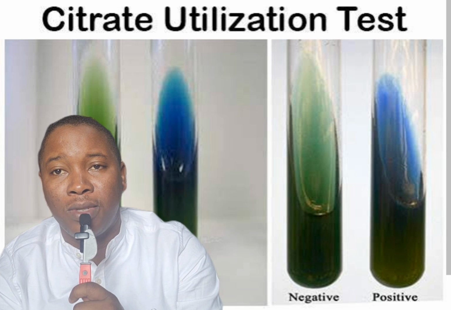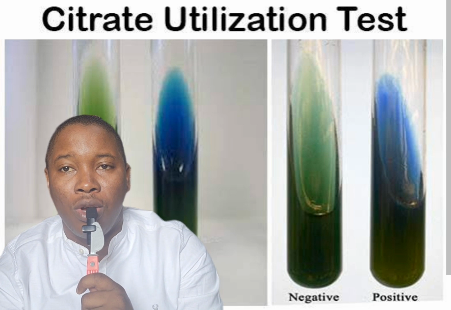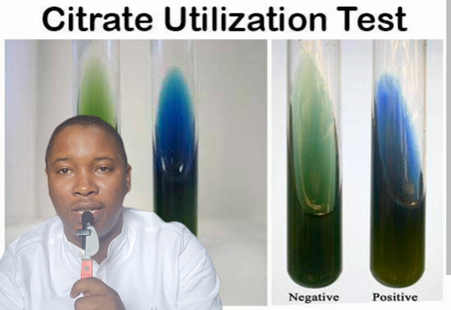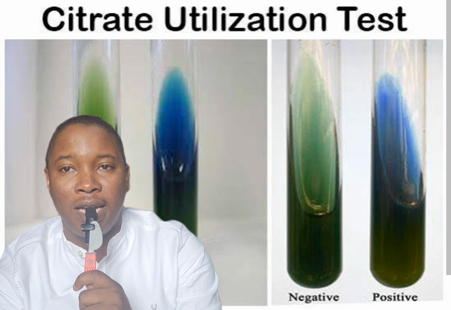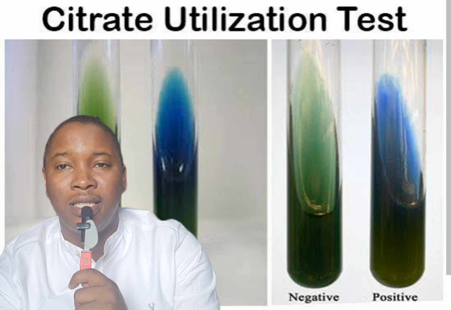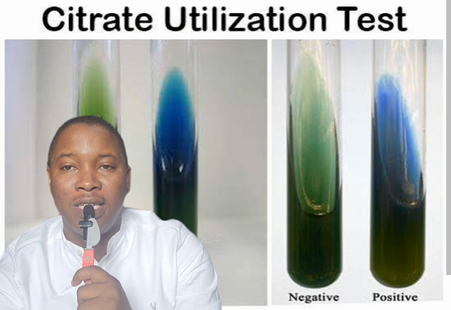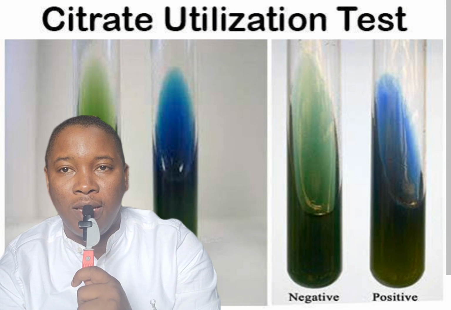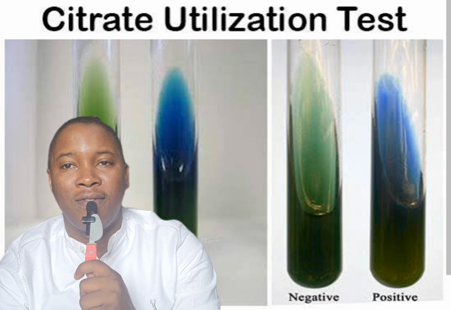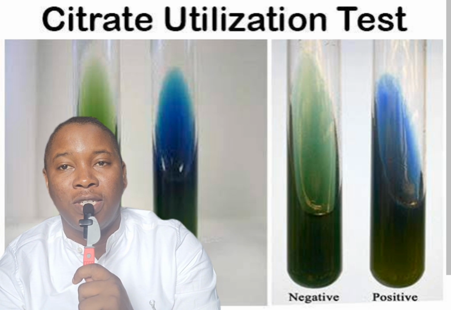So it's a simple test where we use a particular, well-designed agar that we call the Simmons citrate agar. Simmons citrate agar is used to run this test. When the Simmons citrate agar is prepared according to the manufacturer's instructions, the organism of interest is inoculated into the agar and then incubated at between 35 to 37 degrees centigrade for 24 to 48 hours.